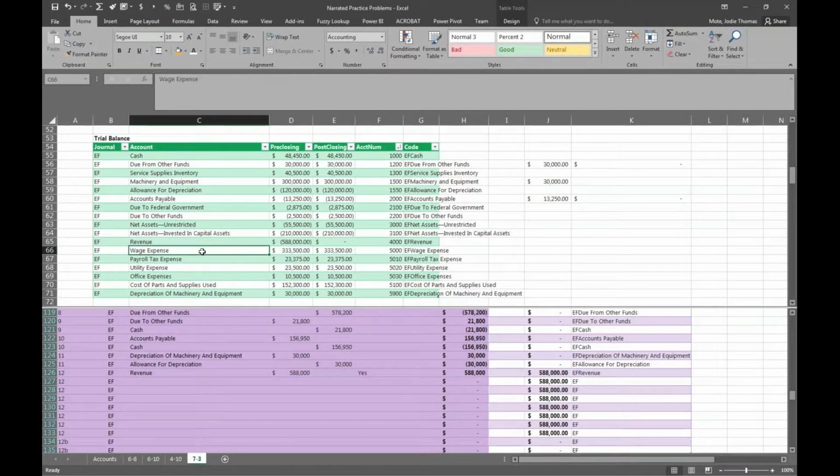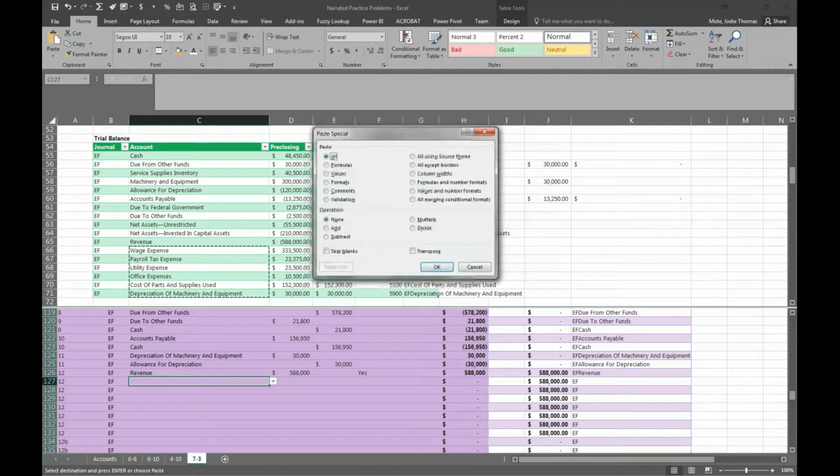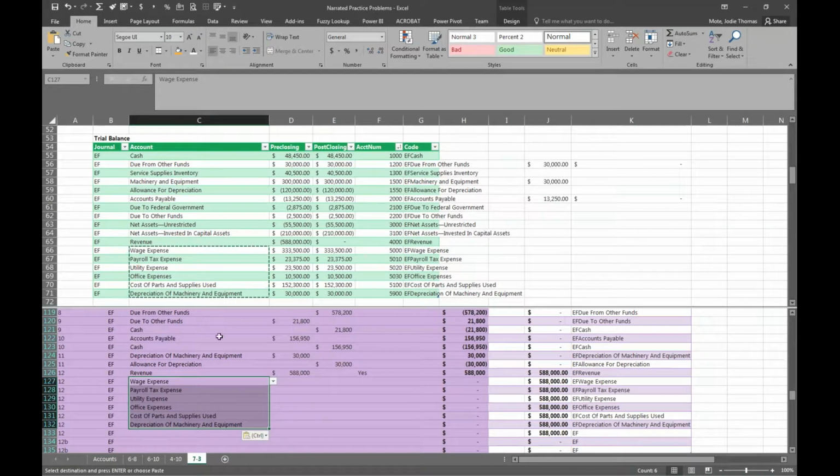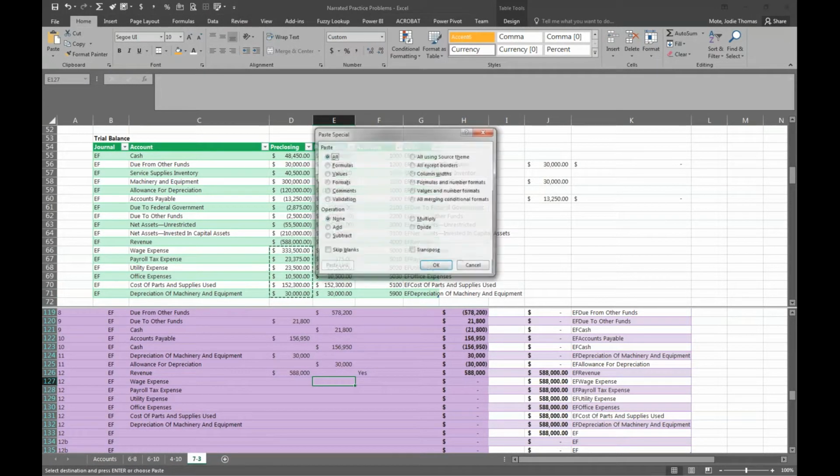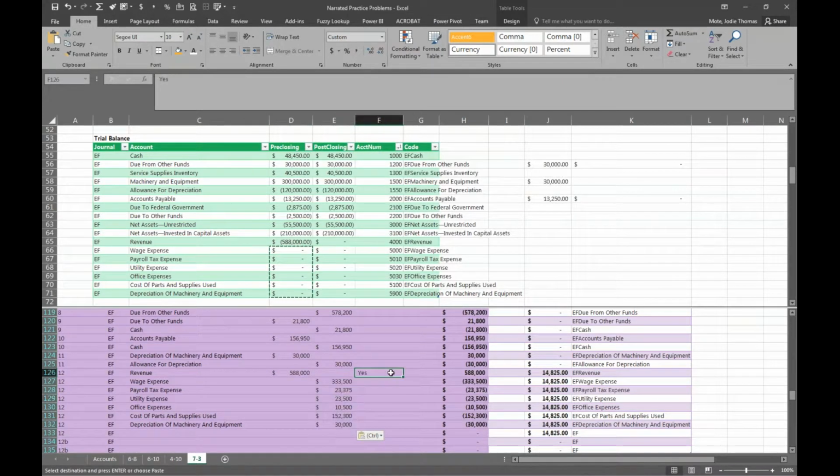Now let's do a shortcut for these and take the rest of our expenses. Okay, I'm going to paste these values here. Good. And now take our pre-closing balance and credit those, closing out these expenses. Okay, and take this down here.